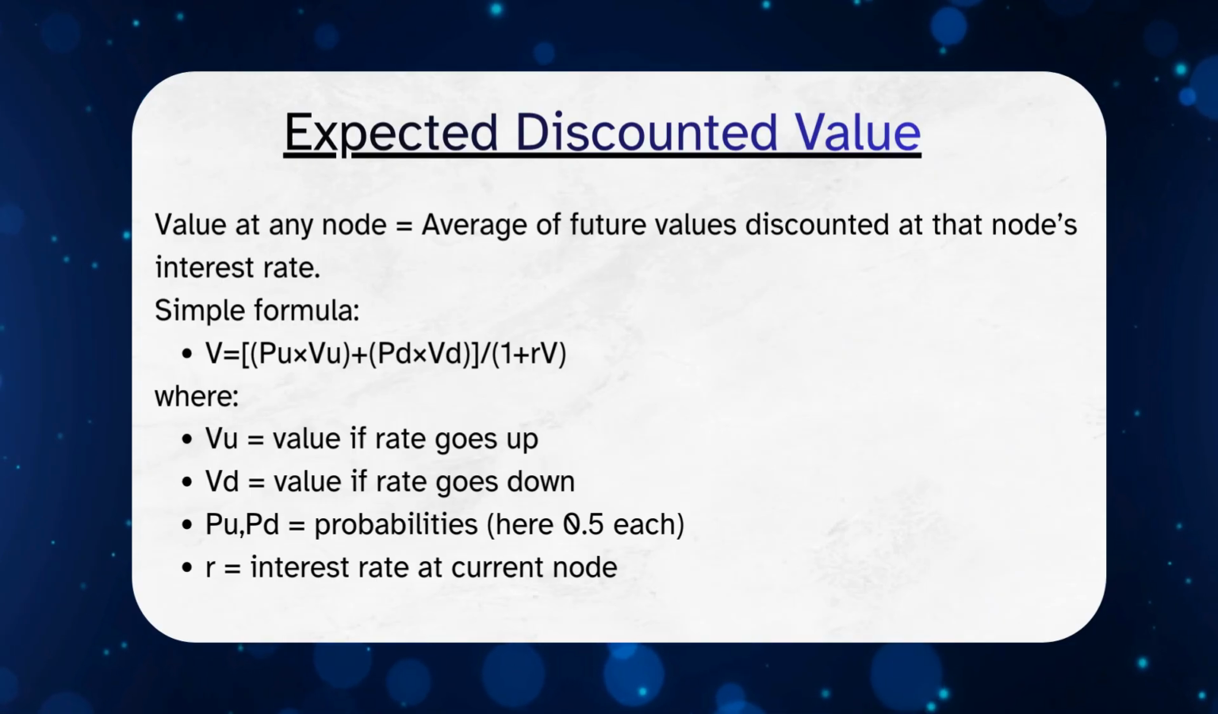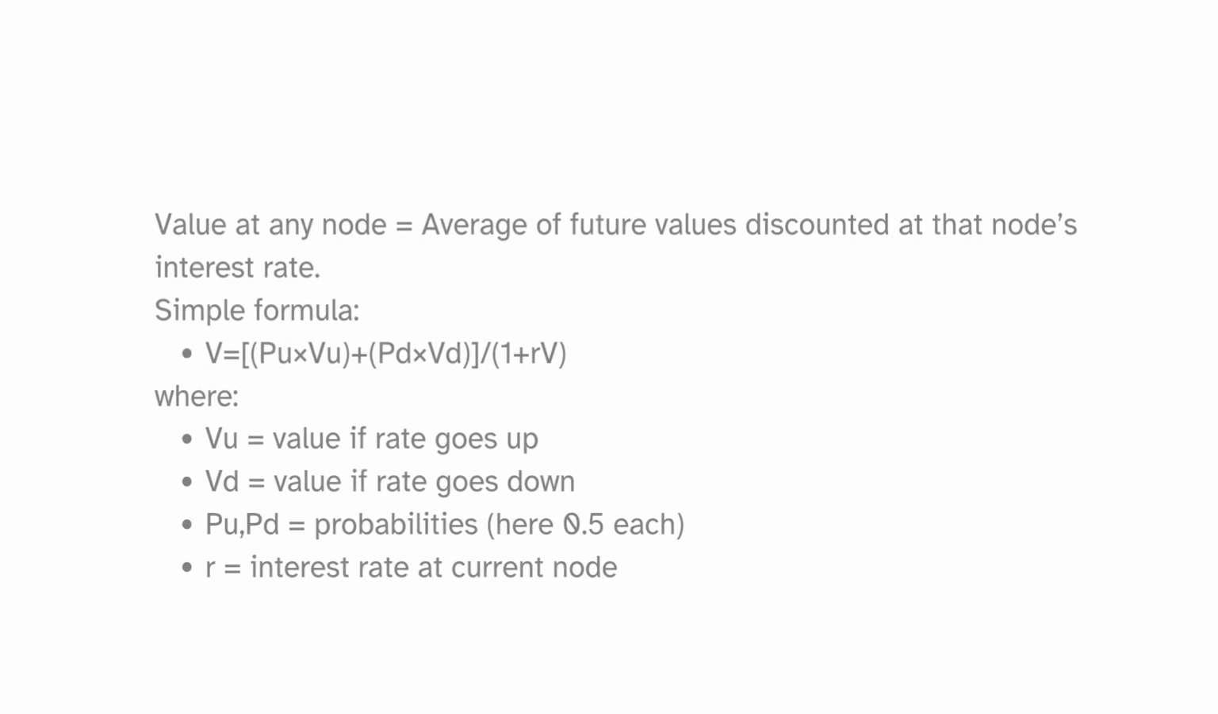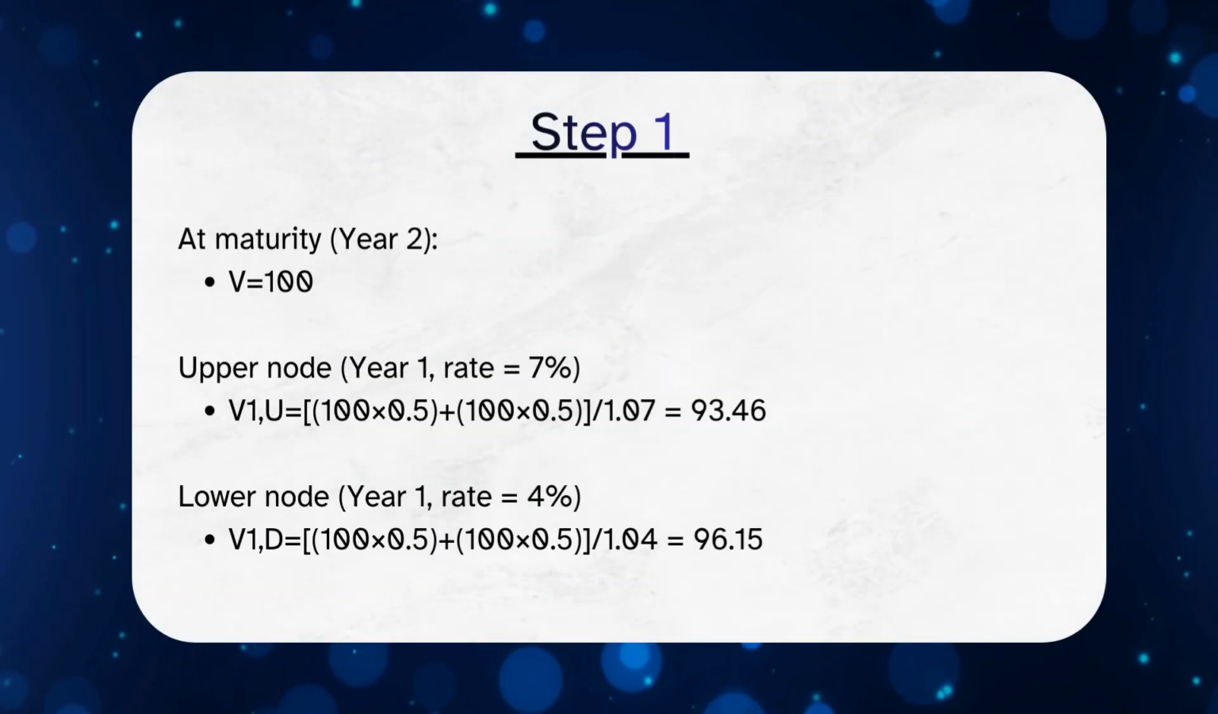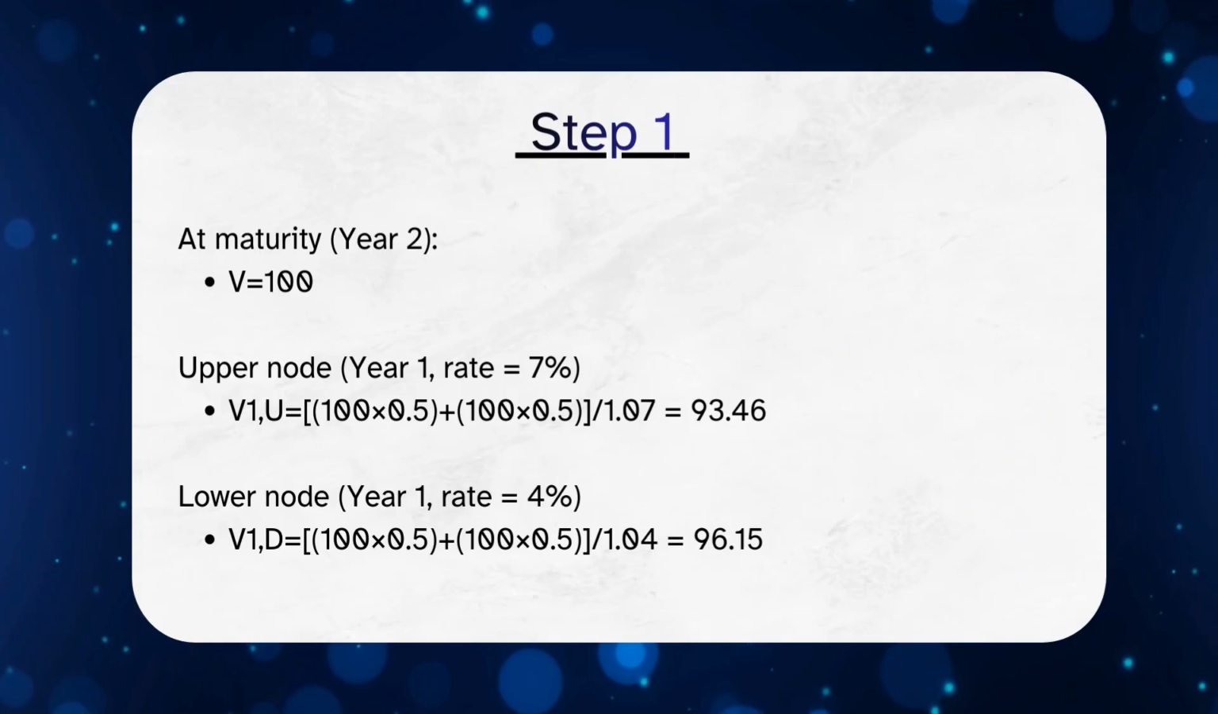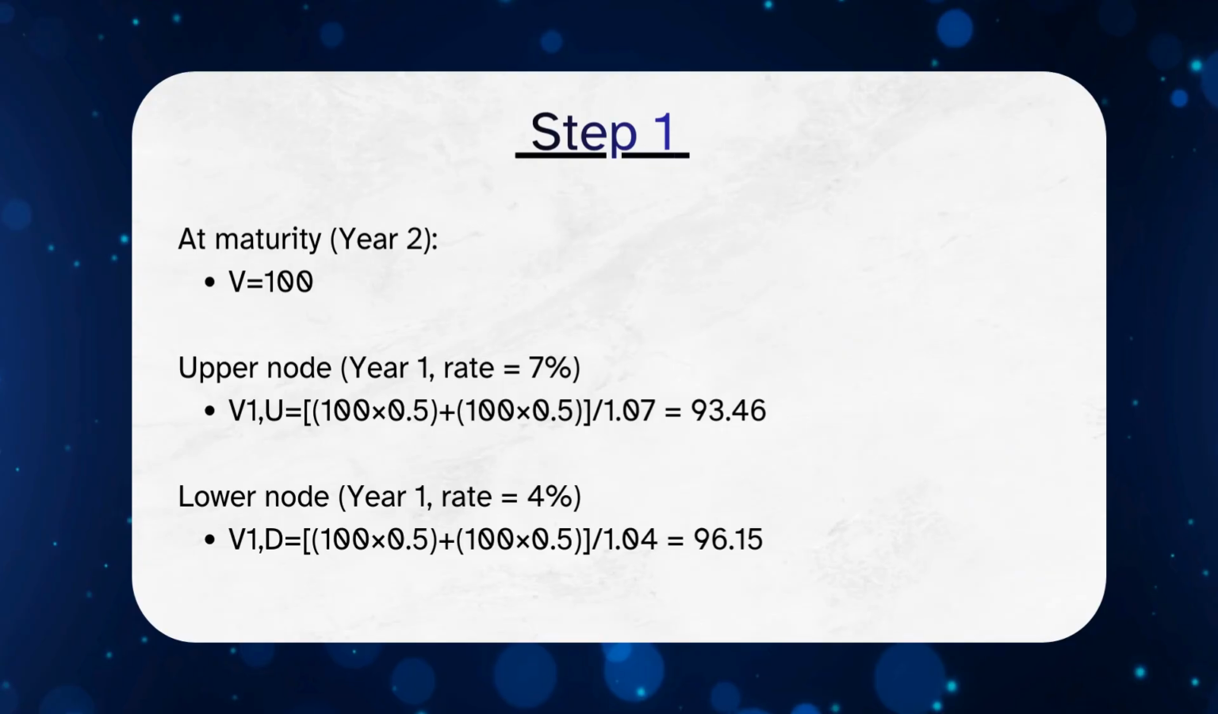So we begin from the end of the tree. At year 2, the value is known: 100 rupees. We move one step backward to year 1. At the upper branch, where the interest rate is 7%, we take the average of the two future values and discount it. The value here becomes about 93 rupees and 46 paise. At the lower branch, where the interest rate is 4%, we repeat the same process. This gives us a value of about 96 rupees and 15 paise.